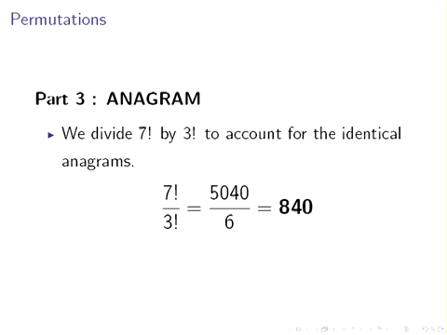So what we do in this case is we divide 7 factorial by 3 factorial to account for all the identical anagrams. So it's the number of copies of the same letter, the factorial of that is what we divide by. So it's 7 factorial divided by 3 factorial. That is 5040 divided by 6. So there are 840 unique anagrams of the word anagram.